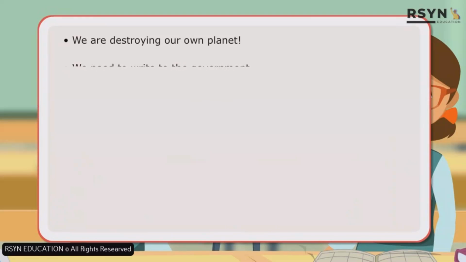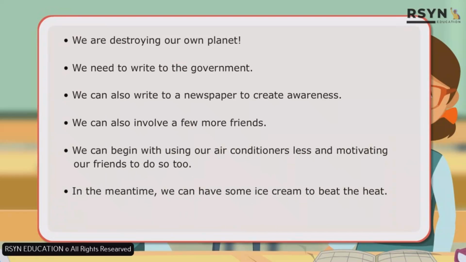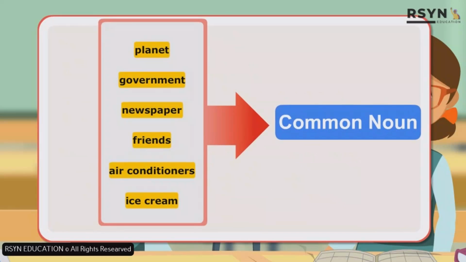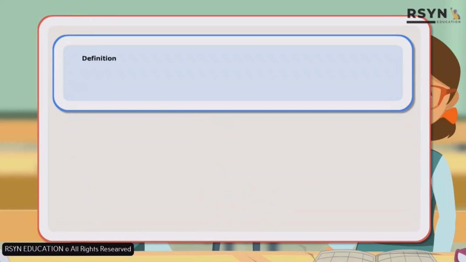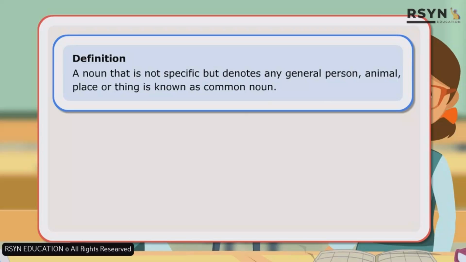The girls speak about many general things and concepts in their conversation. The words planet, government, newspaper, friends, air conditioners, ice cream are examples of common nouns. Definition: a noun that is not specific but denotes any general person, animal, place or thing is known as a common noun. Let us look at a few sentences.